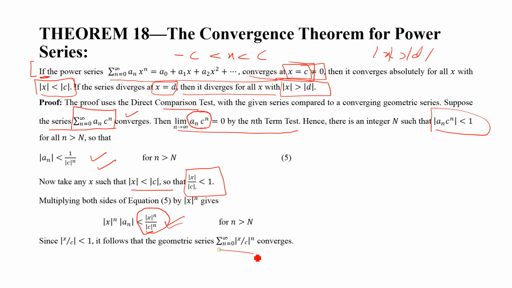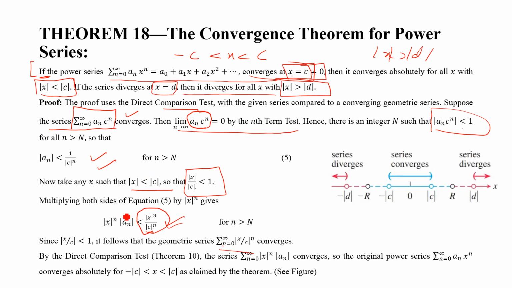So this geometric series will converge since |x/c| is less than 1. So this geometric series will converge, and we can see that |x^n a_n| is less than |x/c|^n. That is, by the direct comparison test, we have a_n less than b_n, and b_n is convergent, right? So we can say that this series, sigma |x^n a_n|, also converges.